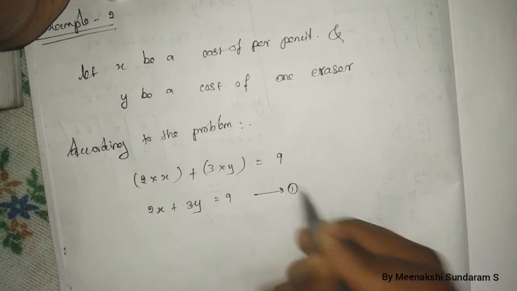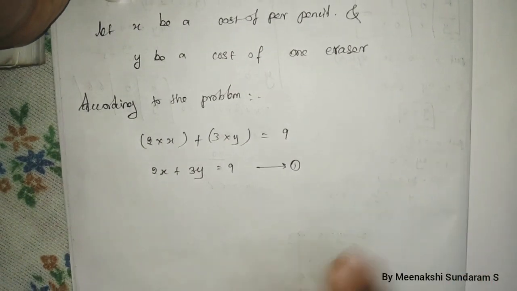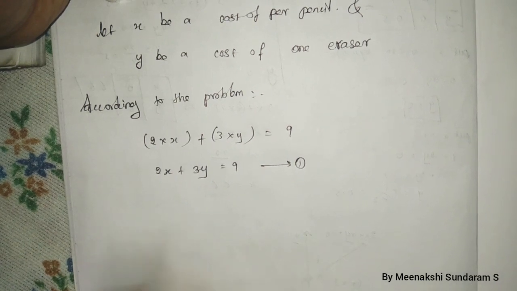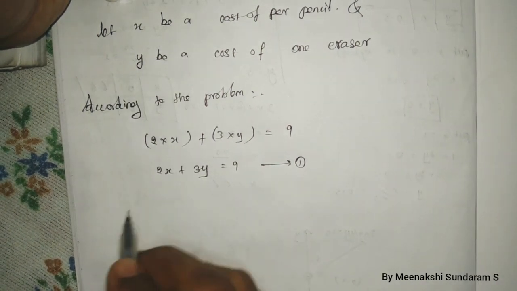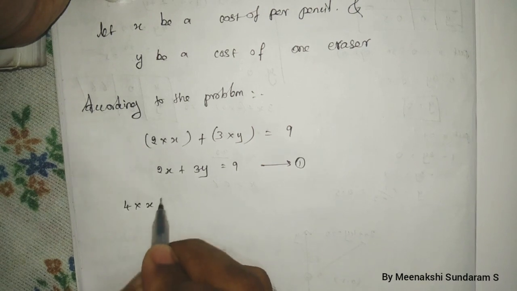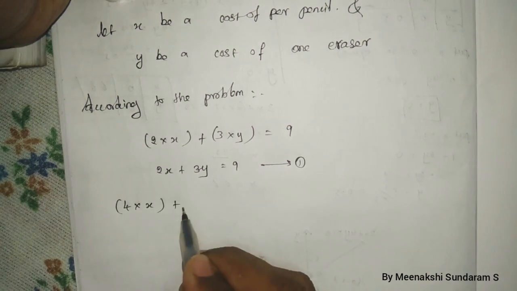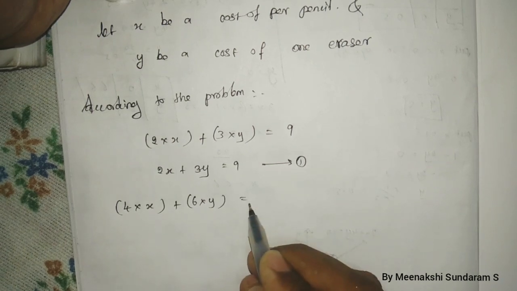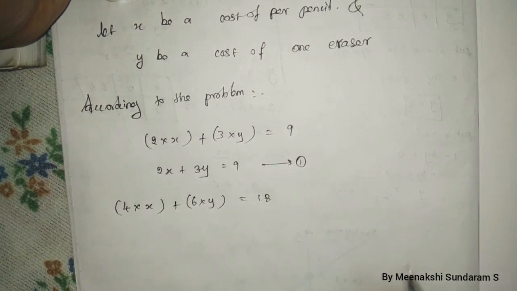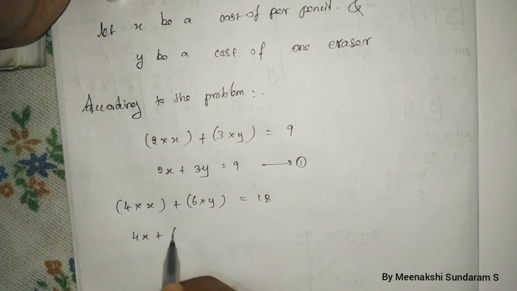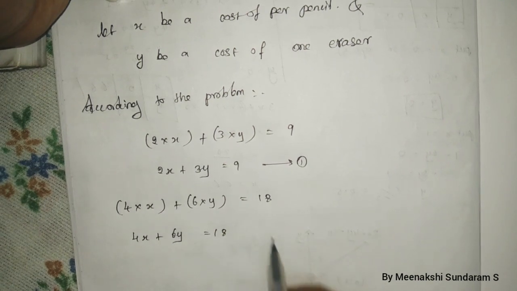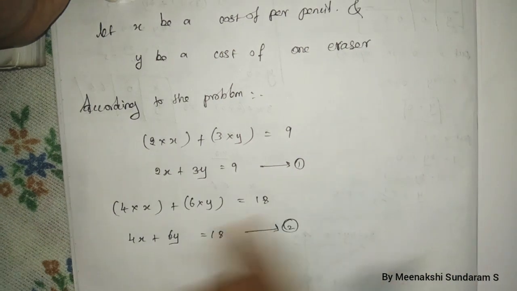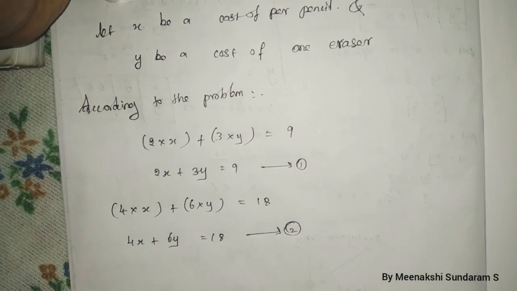Equation number 1. Clear? The second condition they gave: her friend bought 4 pencils of the same kind, the same cost. So 4 into x plus 6 into y, which is equal to the total cost of 18 rupees. So 4x plus 6y equal to 18, equation number 2. Now we have represented the situation in equation form, that is, algebraic representation.